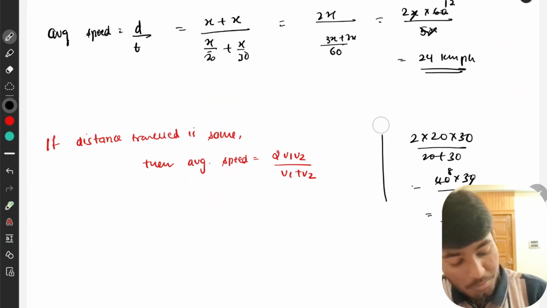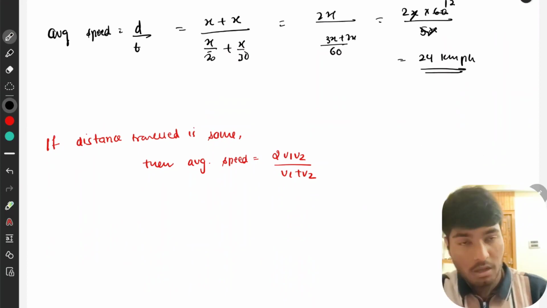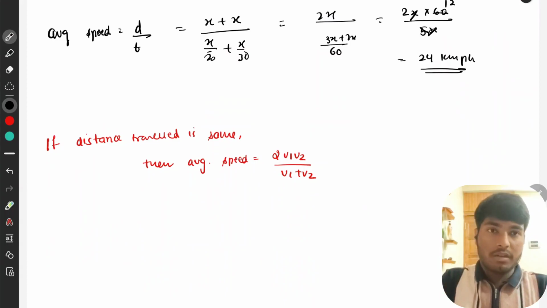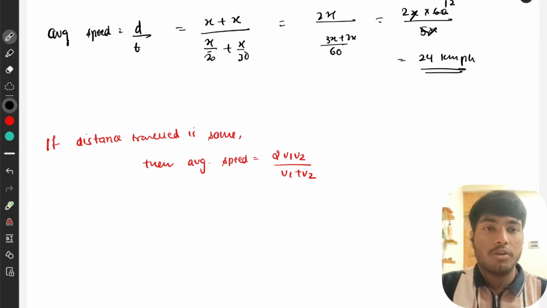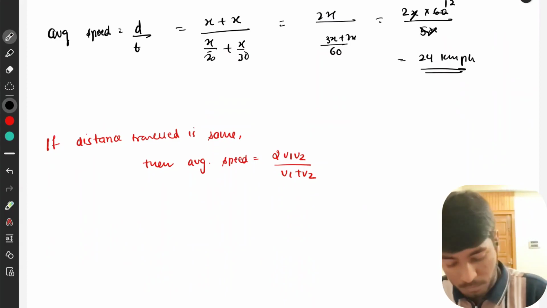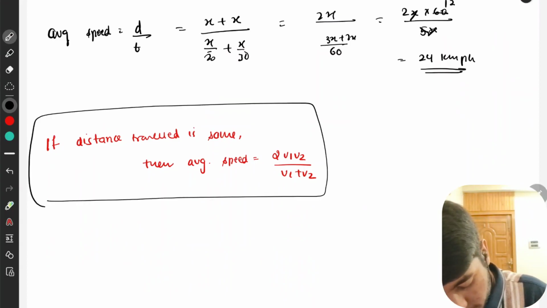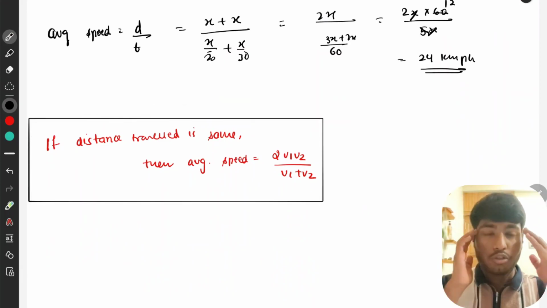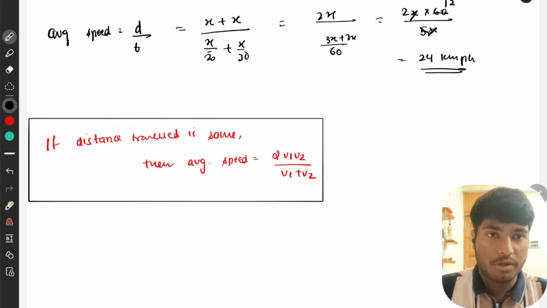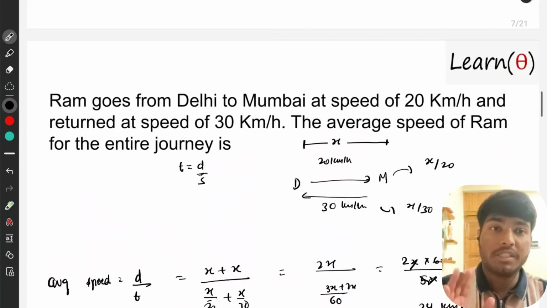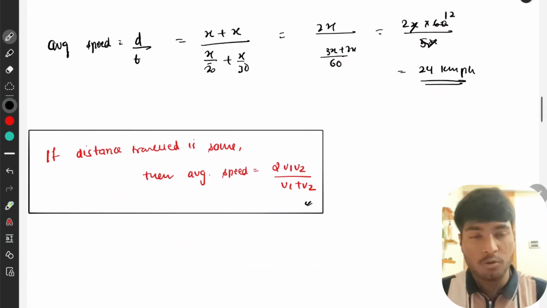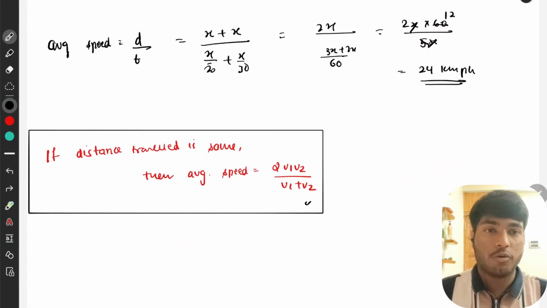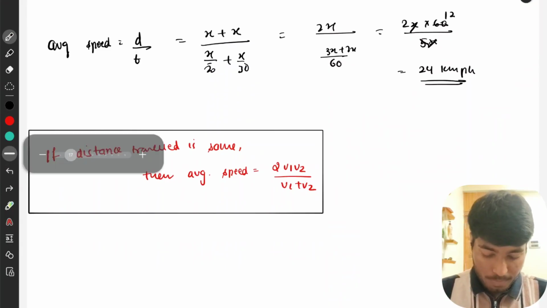Is that clear? So remember, when the distances traveled are the same and the speeds are given as v1, v2, in that question you can simply find the average speed as 2v1 v2 upon v1 plus v2. I will honestly say this formula is not important at all, because you already have a lot of formulas to remember for your preparation. So simply go with the basic formula, average speed equals distance upon time. If you have the capacity to remember, you can definitely use this formula. Okay guys, I hope that's clear. Is that clear everyone? Okay, perfect.